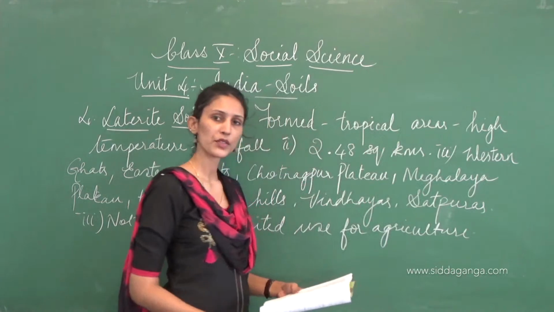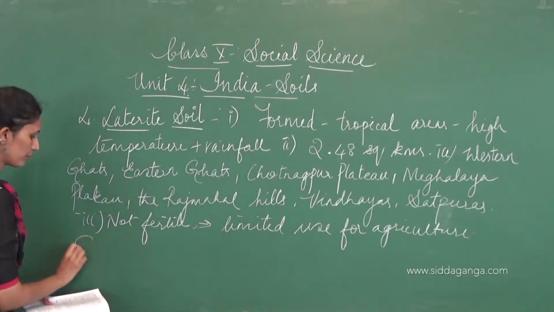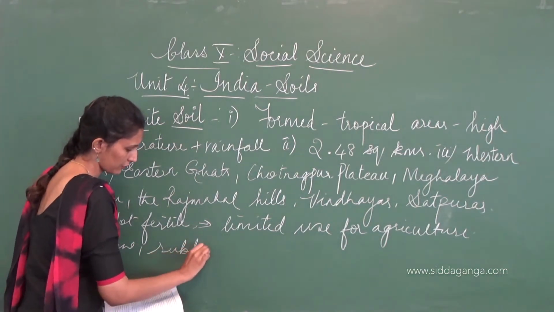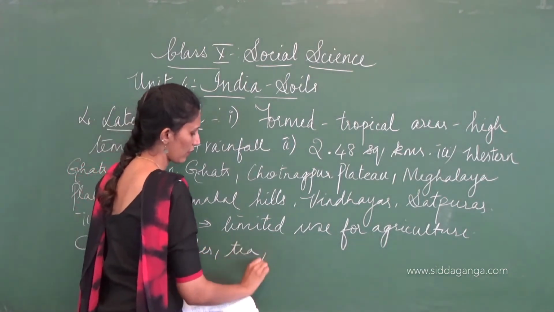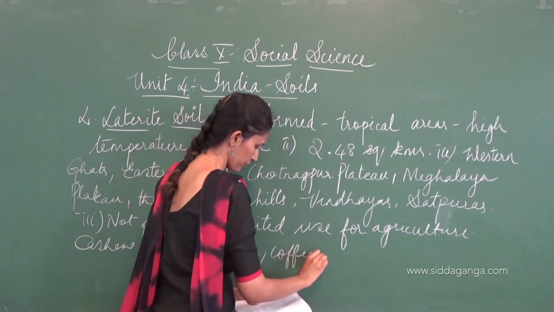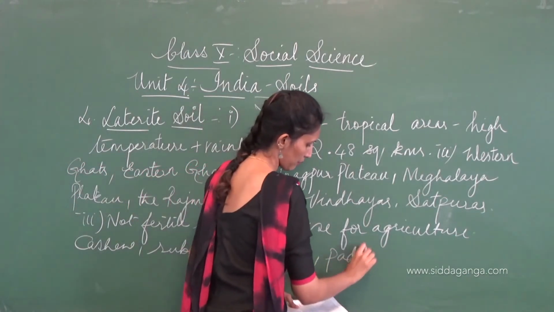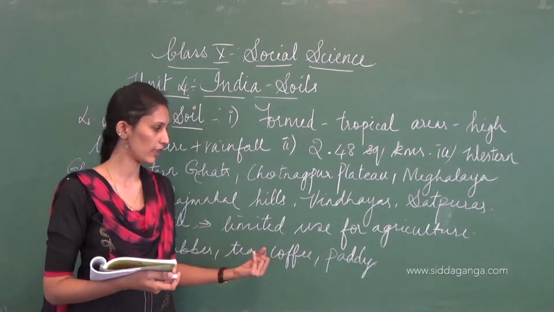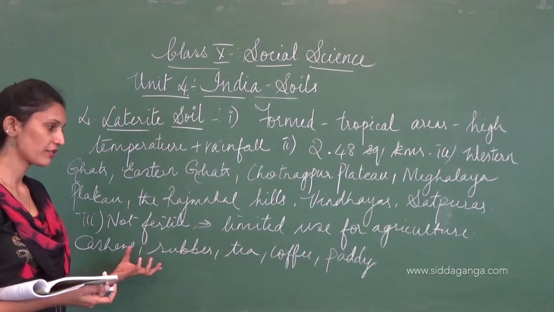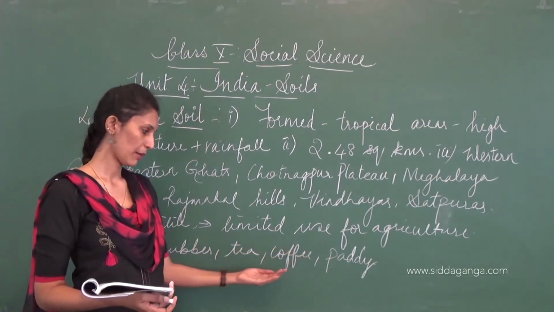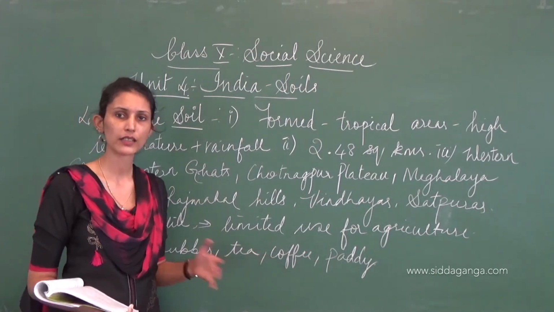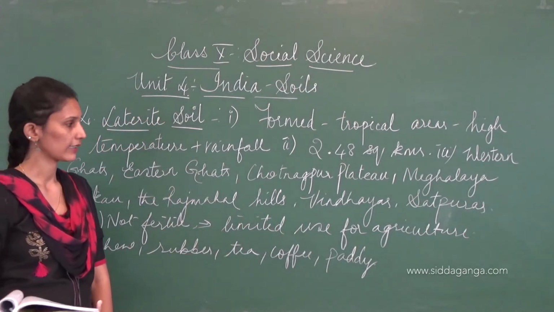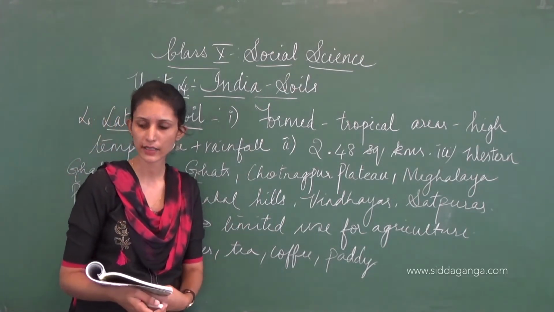Now the crops that can be grown here are cashew, rubber, tea, coffee and paddy. If you retain a little moisture in the soil, these crops can be grown. Tea and coffee we have in Karnataka, also in the Malnad region. So this is how the tropical area is, and this is what focuses on the laterite soil.